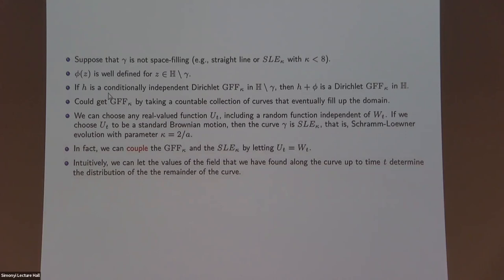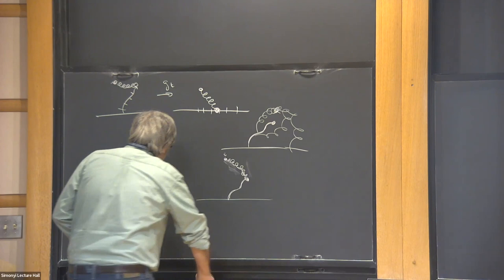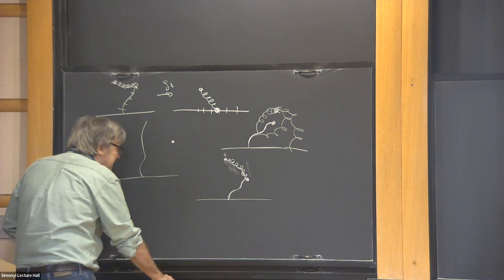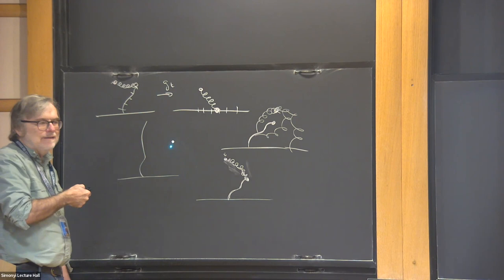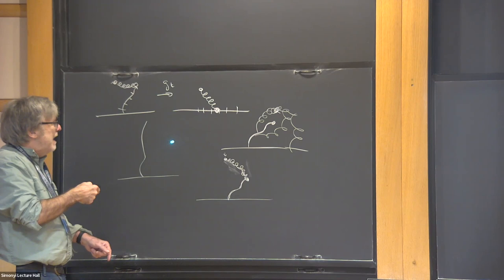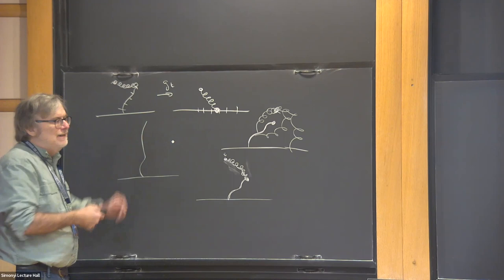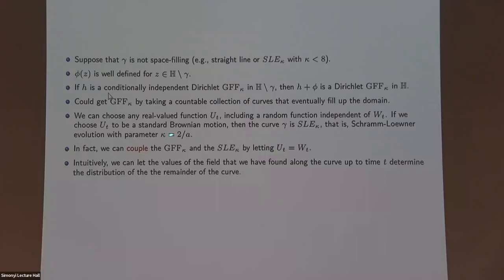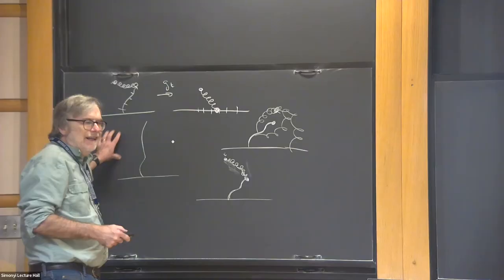In many cases, the curve you choose is not space filling. If it's not space filling, say a straight line or an SLE kappa with kappa less than 8, then I do this, and I do the complete curve, of course. And then the value at this point here is actually well-defined. The integral, because at this point, you now have basically the expected value of the field, knowing the field on the curve. So if you do that, you can get the full field by then adding a Dirichlet field here and a Dirichlet field independently.